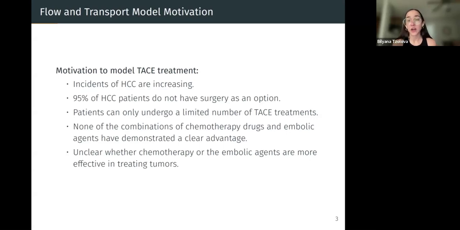There are several different combinations of chemotherapy drugs and embolic agents that can be used for these treatments. And so far, it's unclear which one of these combinations or drugs have an advantage over any of the other ones. And it's also unclear whether the chemotherapy or the embolic agent itself is more effective in treating these tumors. So hopefully by being able to model these treatments, we can better understand these questions.